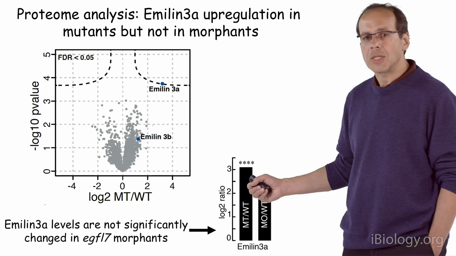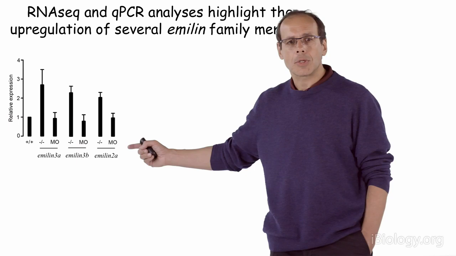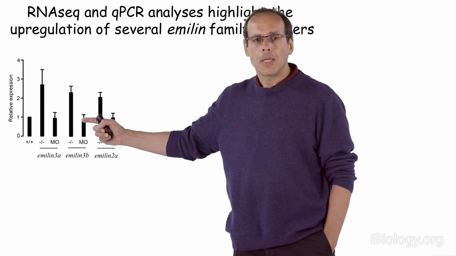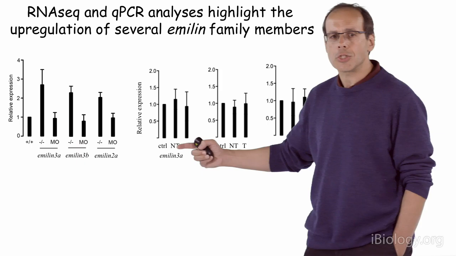Looking at the RNA levels, we found in fact not only MLN3A but other family members, including MLN3B and MLN2A. And you can see again that they are upregulated in the mutant compared to the wild type, but not in the morphant. Similarly, when we use CRISPR-I, we did not see upregulation of these genes, MLN3A, 3B, and 2A.